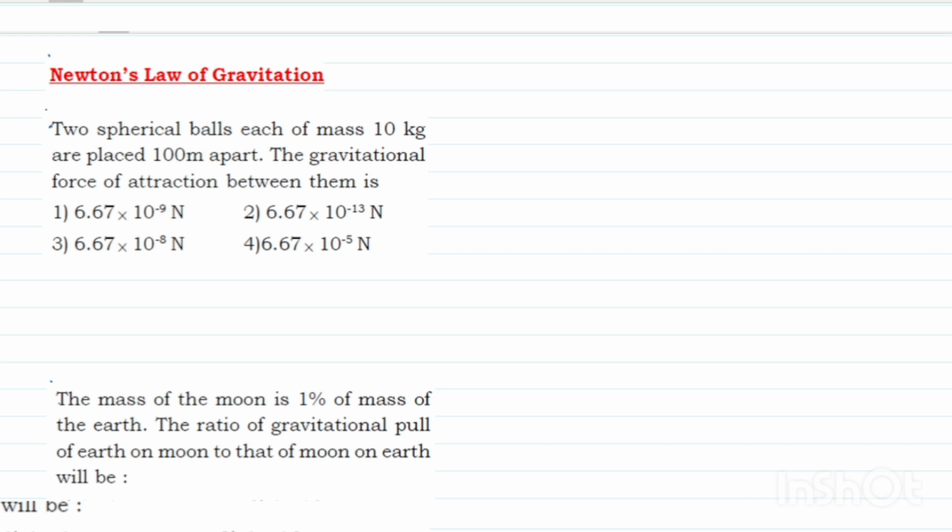Two spherical balls, each of mass 10 kg, are placed 100 meters apart. The gravitational force of attraction between them they are asking. Here one is a 10 kg mass and here is one more 10 kg mass, and these two are separated by a distance of 100 meters.